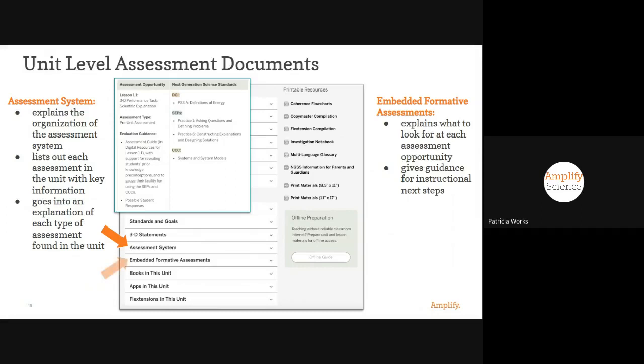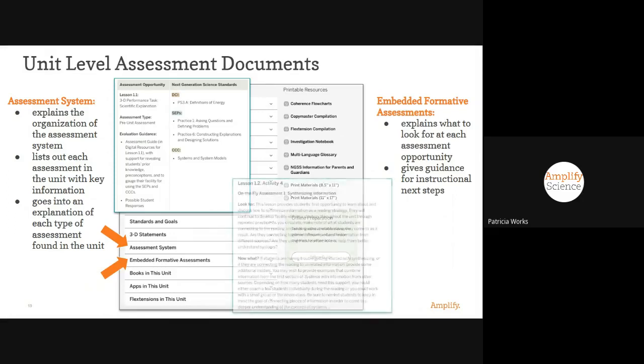Then the embedded formative assessments document explains what to look for at each assessment opportunity, and it gives guidance for instructional next steps. So here's an example of an on-the-fly assessment. It shows you what you are looking for during this activity and what you do if students aren't quite there or need some more examples.